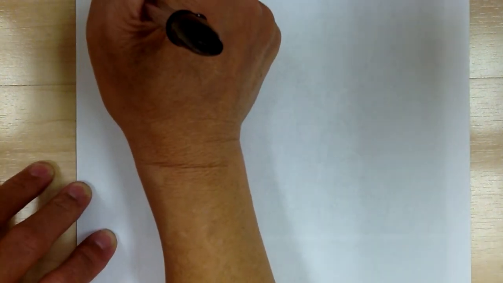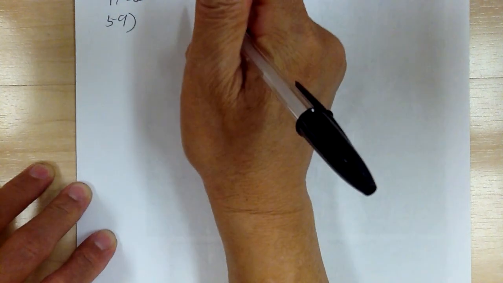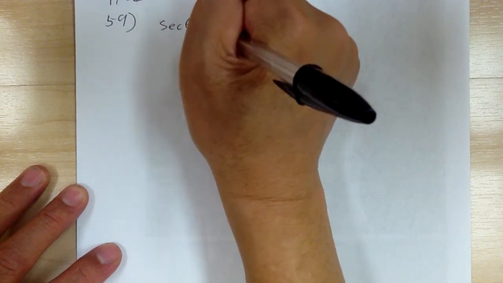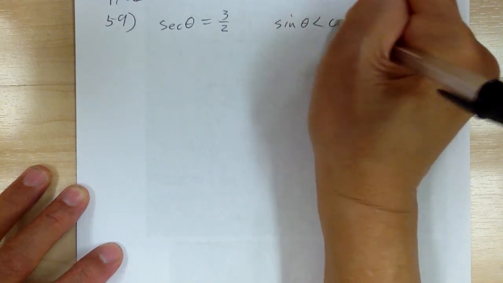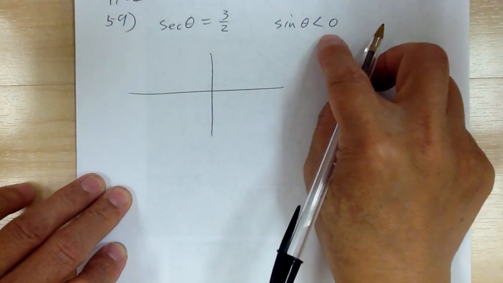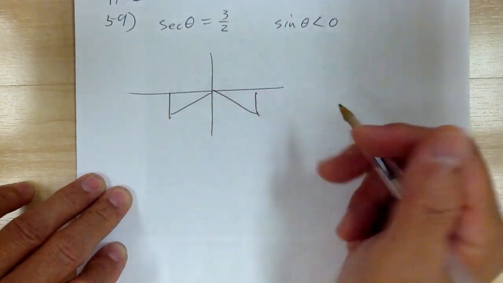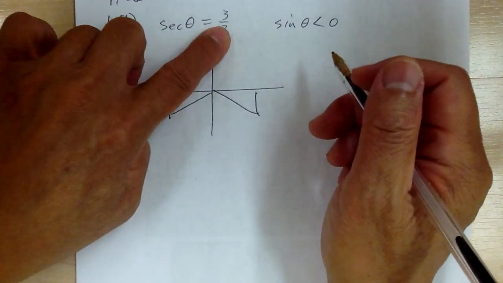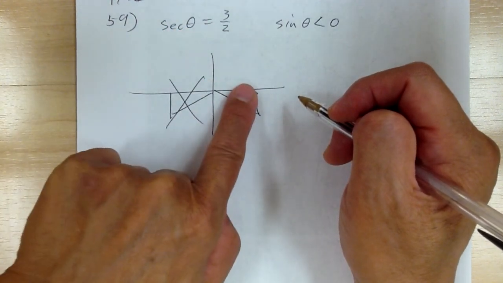Okay, let's go to 59. Number 59, you got secant theta equal to 3 over 2, and sine theta is less than 0. Sine is vertical, and vertical less than 0 means negative, so you're going to get these two over here. Now, secant came from cosine, so cosine is positive, so it's this one here.